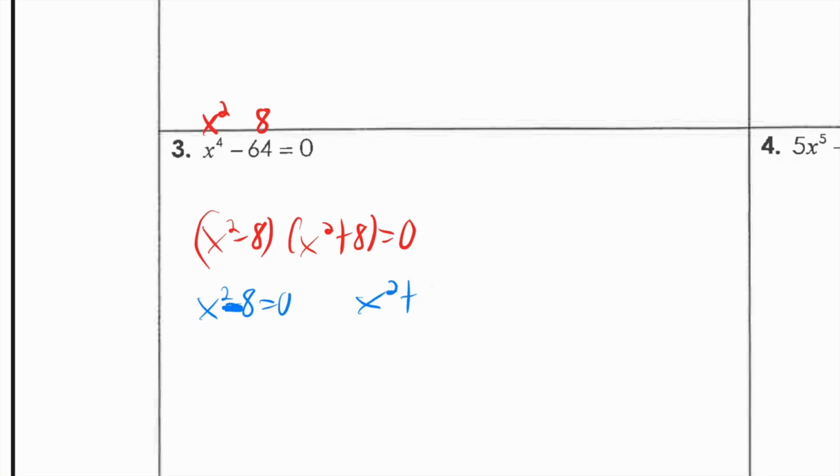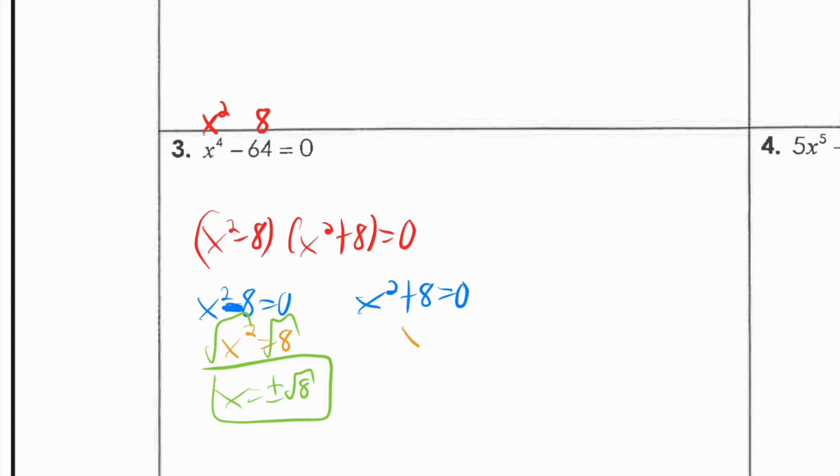x squared plus 8 equals 0. And now I can go ahead and solve by square rooting. So I'll subtract 8 from each side and get x squared equals negative 8. Square root both sides. And this doesn't simplify, so I'm just going to call it plus or minus the square root of 8. So that's 2 of my answers.